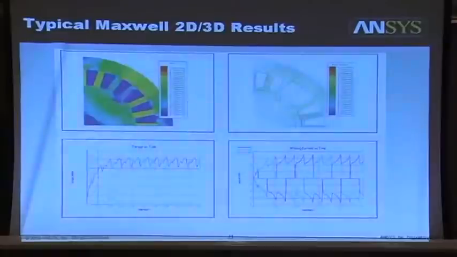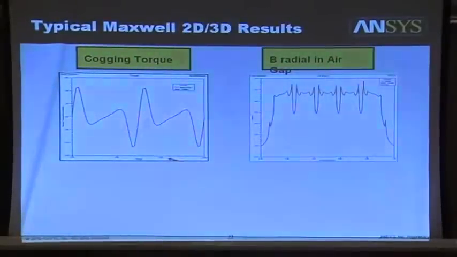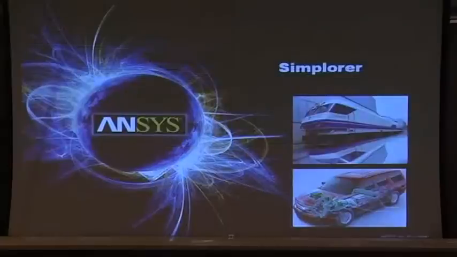These are the plots that you can expect. Some cogging torque you can find out. Flux density in the air gap you can find out. And then coming to Simplorer.